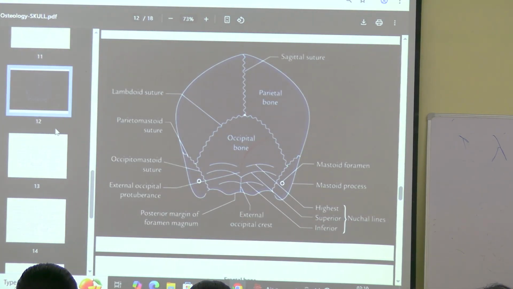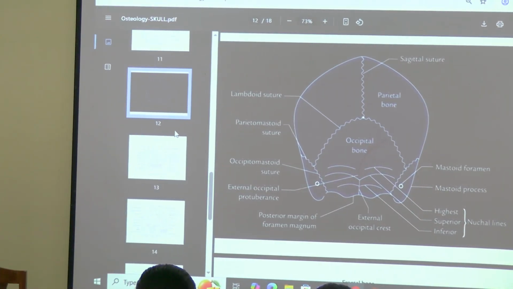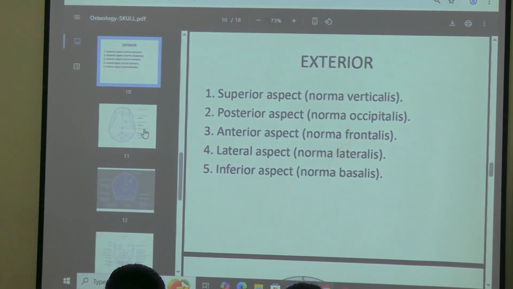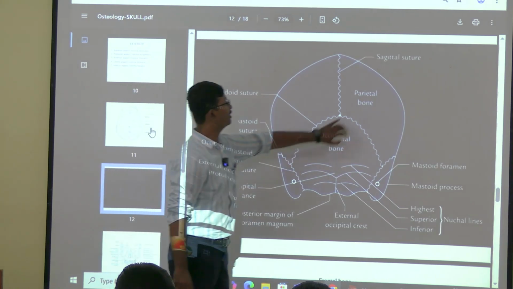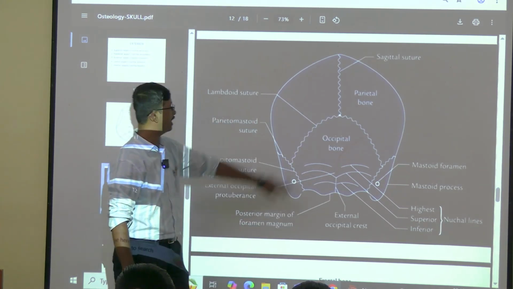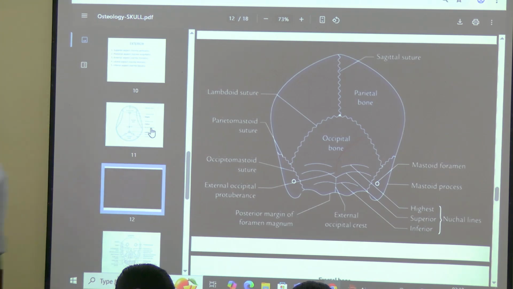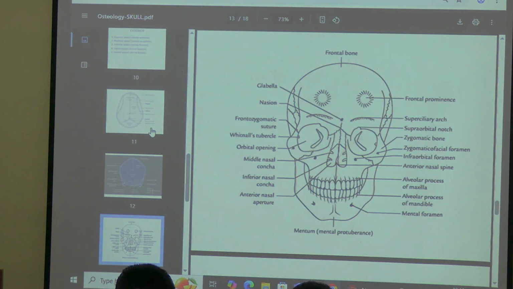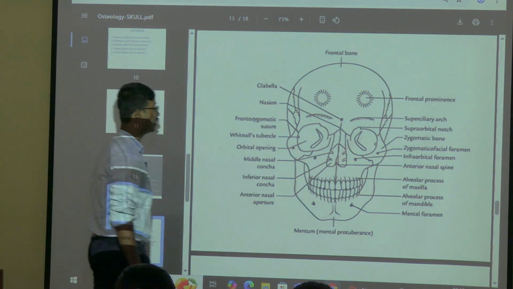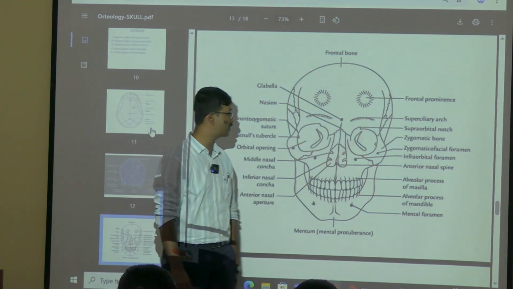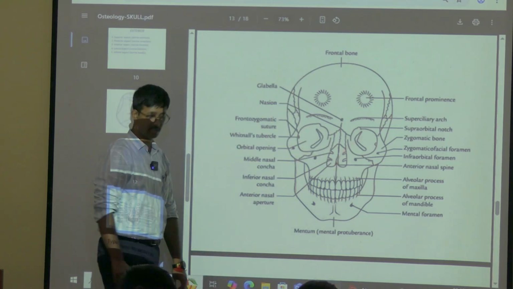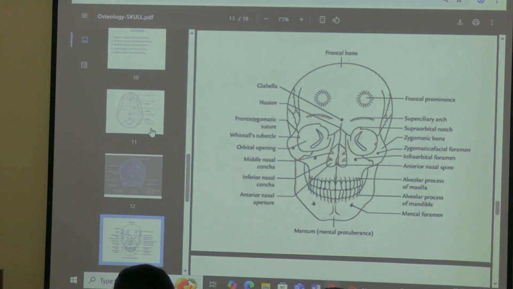Then this is your norma posterior or norma occipitalis. Here you will be seeing the occipital bone, the two parietal bones, the lambda part and the nuchal lines. Then this is your norma frontalis. In the frontalis part, you will be studying many structures: the face, the maxilla, zygomatic and frontal bones mainly, and the eye socket or orbit. All of this will be taken in individual classes.